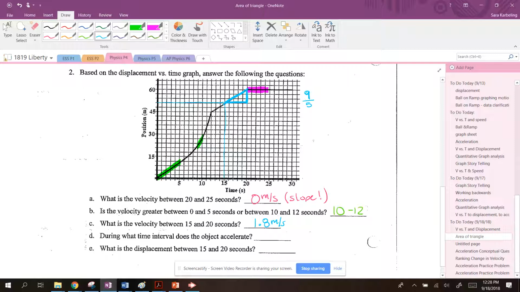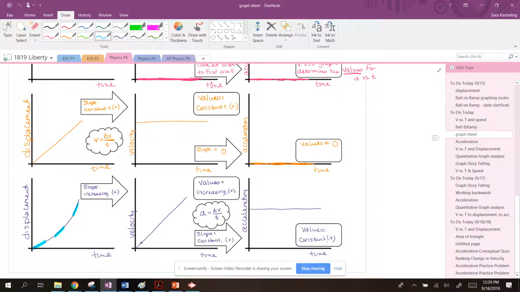Because the slope is going up. Slope is going up, up, up. So here, yeah, this part's debatable. I think it looks like it's curved too, but at least from here up to there. Is it accelerating during this time? Hard to remember. Let's look at our graph sheet that we made, that handy dandy graph sheet.